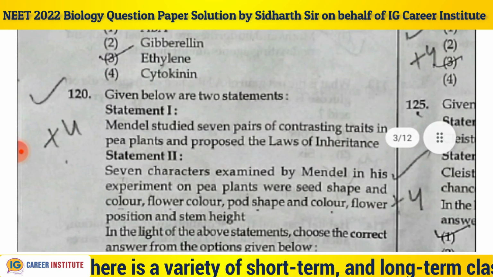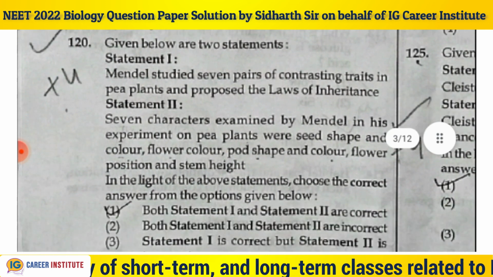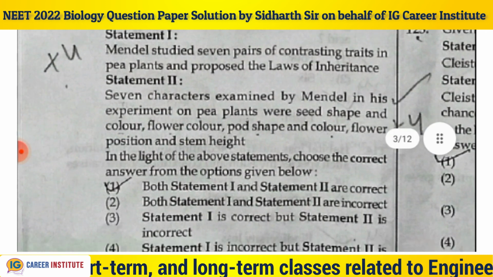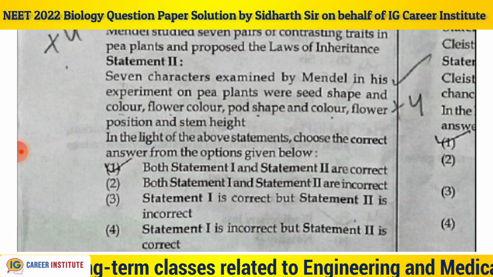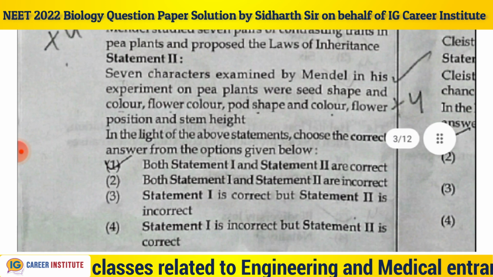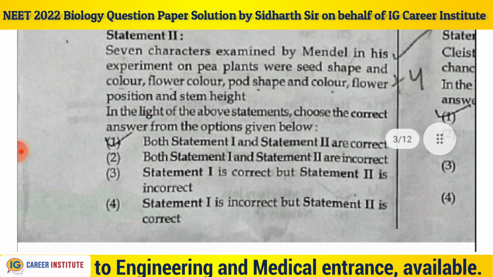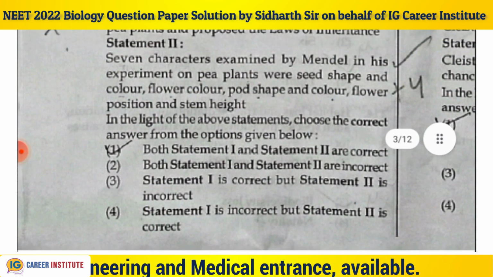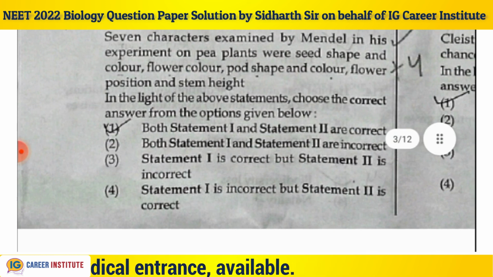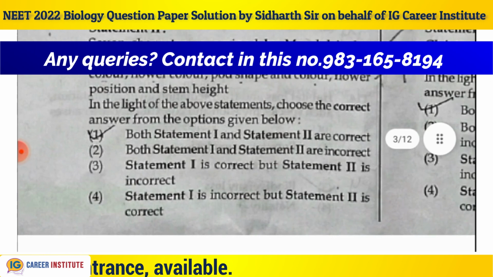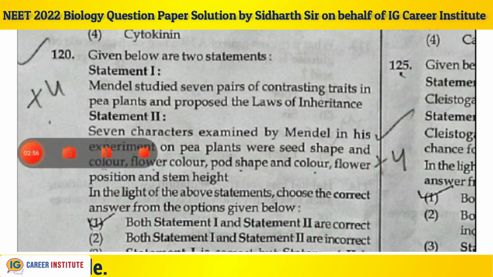Question number 120. Given below are two statements. Statement 1. Mendel studied 7 pairs of contrasting traits in pea plants and proposed a law of inheritance. Statement 2. Several characters examined by Mendel in his experiment on pea plants were seed shape and color, flower color, pod shape and color, flower position and stem height. In light of the above two statements, choose the correct answer from the options given below. So option 1 is the right answer, because statement 1 and 2 both are correct, as they both are direct lines of NCERT. So let's go to the next question.